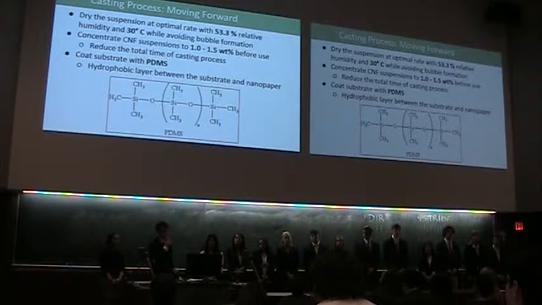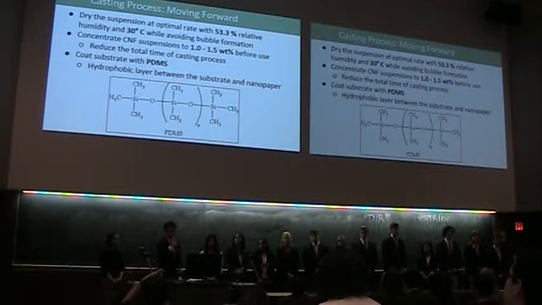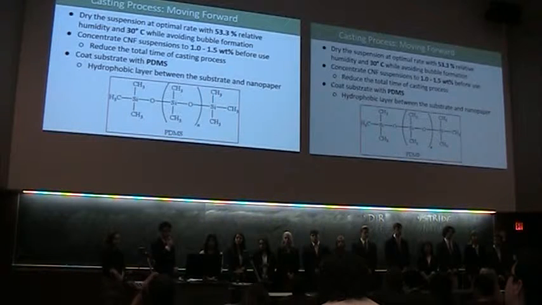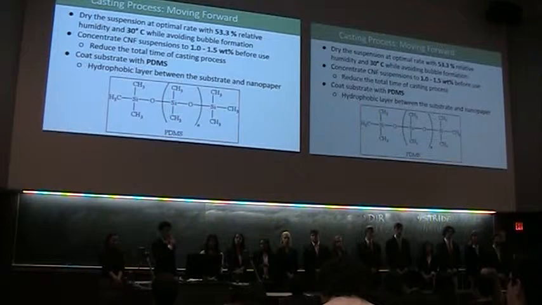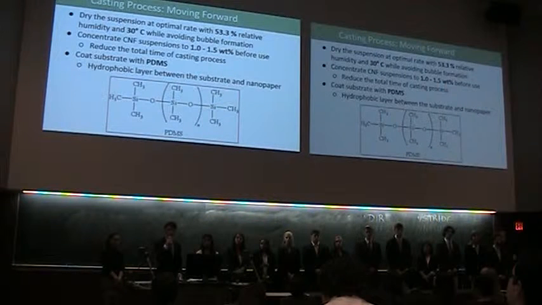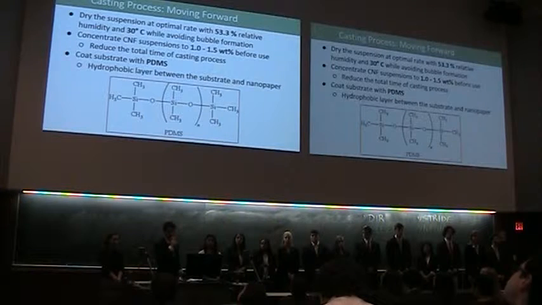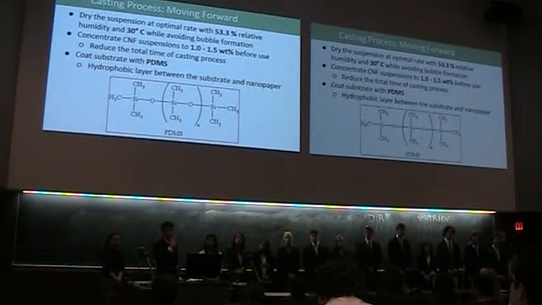And since this time, we've attempted the casting process numerous other times, and each time have learned something new to optimize the process. For instance, we've since learned that the optimal humidity and temperature to run the process are about 53.3% relative humidity and 30 degrees Celsius. And this gives us the optimal rate of drying the suspension while avoiding formation of bubbles in the final paper. In addition, we've decided to begin concentrating our CNF suspensions to 1 to 1.5 weight% for use, as we've decided that this will ultimately speed up the whole casting process.